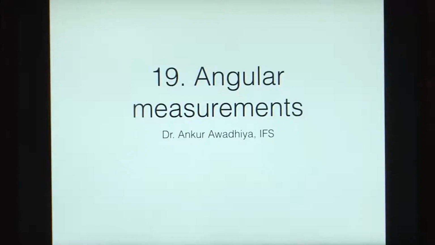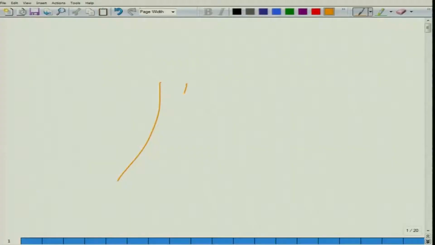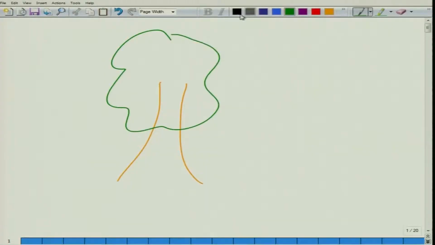Namaste. Today we shall have a look at how to measure angles. Now, if you can remember, you can measure the height of a tree using trigonometry. If you know the distance to the tree and the angular measurement, you can measure the height of a tree. So, to recap, if this is our tree, this is the ground level.